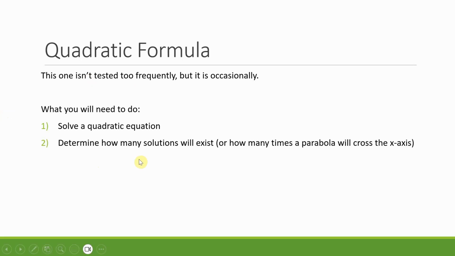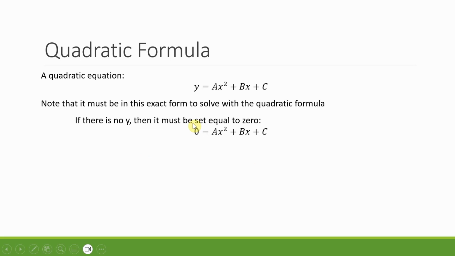A more complicated thing that you're going to possibly see is the question of how many solutions are going to exist for this formula. Or they might say, hey, this is a parabola. How many times will it cross the x-axis? Or how many x-intercepts will there be? These are all related to the quadratic formula. So, let's go and figure out, how do we solve these things? What is the quadratic formula?